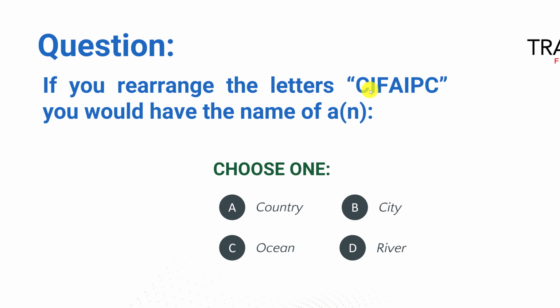You can't rearrange this set of letters to get to the country. You can't rearrange it to get to the ocean or to any one of these words. It is a country name that would be the result of this rearrangement, or an ocean name, or a city name, or a river name. So let's see if you can get this one correctly.